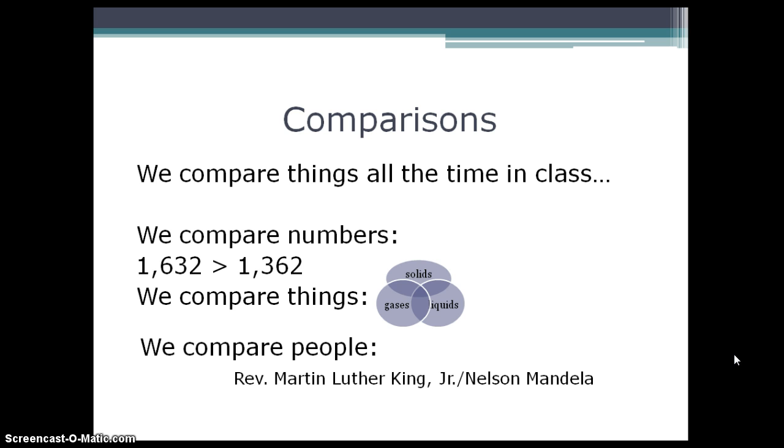We compare things all the time in class. We compare numbers. We have 1,632 is greater than 1,362. That's a comparison. We compare things, especially when we put them in a graphic organizer, like comparing solids and gases and liquids to see how they're same and how they're different. We have compared people when we discussed the differences and the similarities between the lives of the Reverend Martin Luther King Jr. and Nelson Mandela.